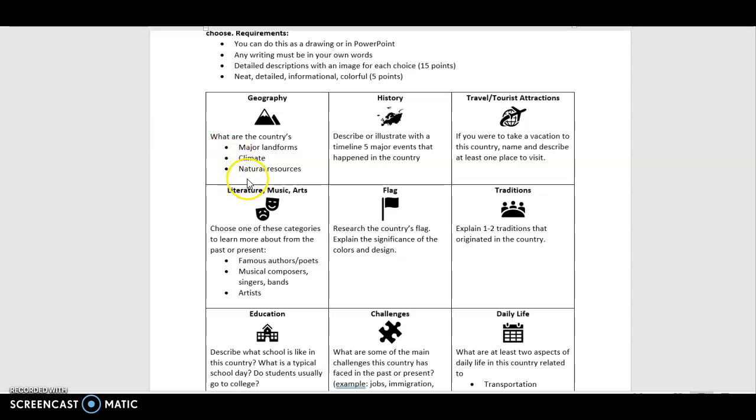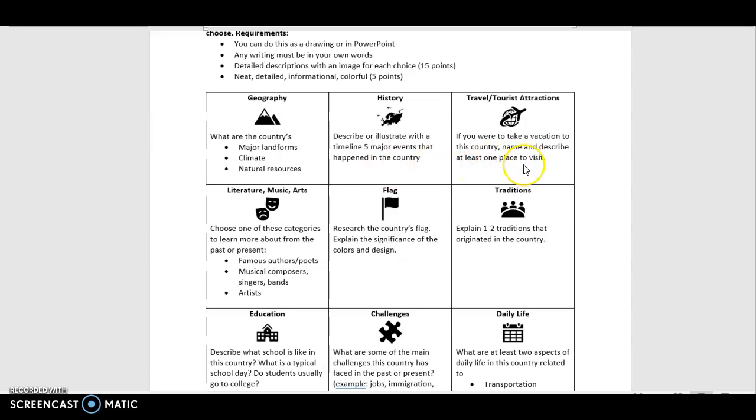So here's a little bit about each one. Geography, you're going to look up the country's major landforms, like do they have mountains? Is there rivers? Whatever their major landforms are. What the climate is like, and any natural resources they produce. For history, you're going to describe or illustrate with a timeline would be a good way to do this. 5 major events that have happened in the country.